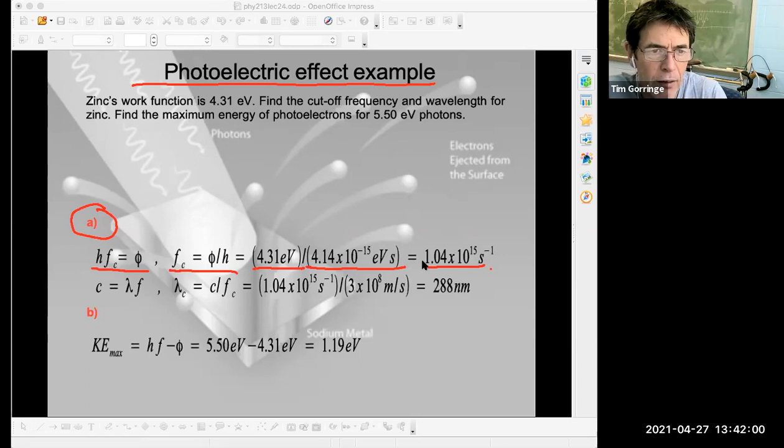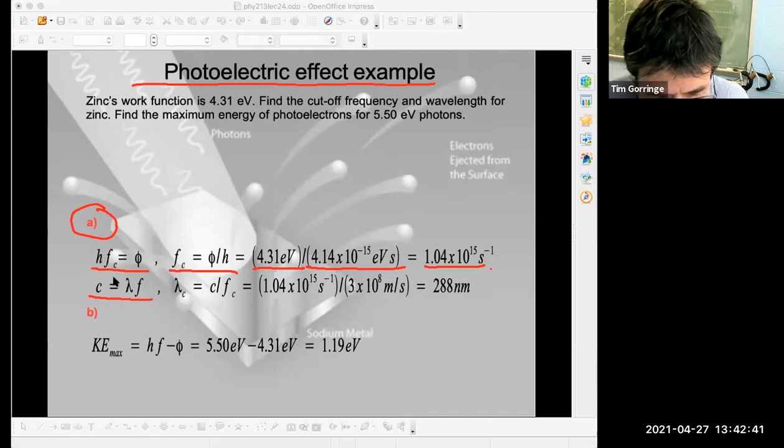And remember, that's the minimum frequency to eject electrons. If the frequency is smaller, you can't get them out of the metal. If the frequency is larger, they can get out of the metal and they may carry off a little bit of remaining kinetic energy. So what about the wavelength? Well, the minimum frequency corresponds to the maximum wavelength. The larger we make the wavelength, the smaller we make the frequency. That's the wavelength frequency relationship. So if there's a minimum frequency, it corresponds to a maximum wavelength.